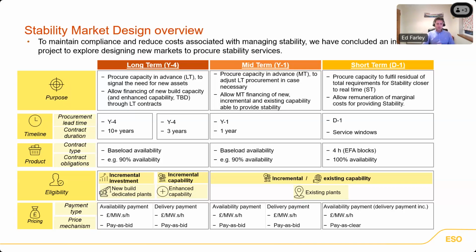As I mentioned, the lead time for this market is the day ahead stage, which will align with the dynamic frequency response products that I mentioned on an earlier slide. And we propose to procure inertia only through this market through discrete service windows. Again, we're trying to standardize as much as we can, so we're looking to align the procurement of stability services with the current process for frequency response in EFA blocks.